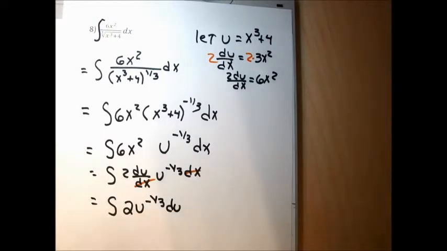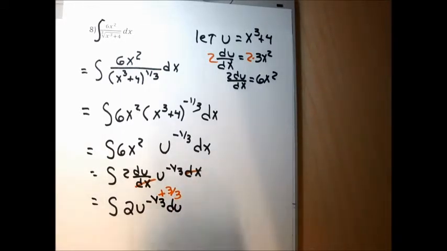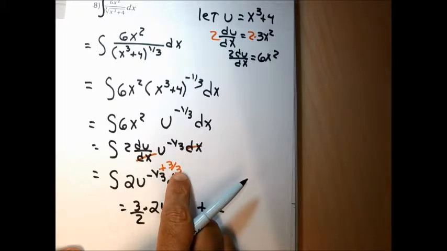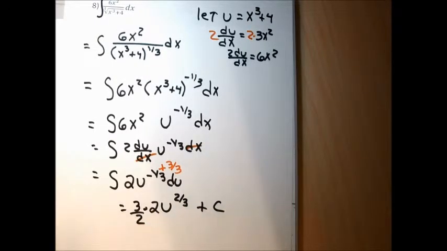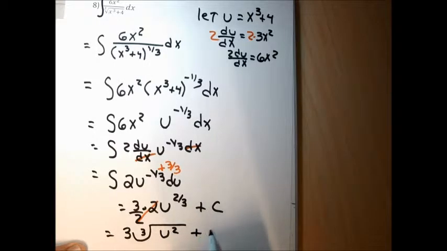And now I'm going to add 1 to the exponent, and instead of 1 as a 1, I'm going to do it as 3/3. That's going to make the new exponent 2/3, because negative 1/3 plus 3/3 is 2/3. And instead of dividing by 2/3, I'm going to multiply by 3/2 to do my integrating. That makes the 2's cancel. That gives me a 3 u to the 2/3, and I'm going to put it back in its radical notation. The radical notation would be 3 times the cube root of u squared plus c.